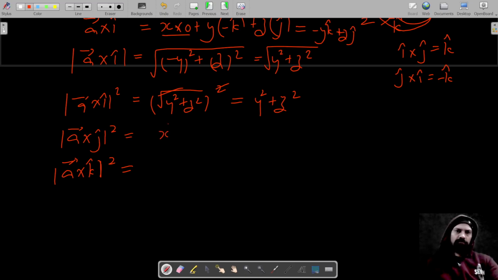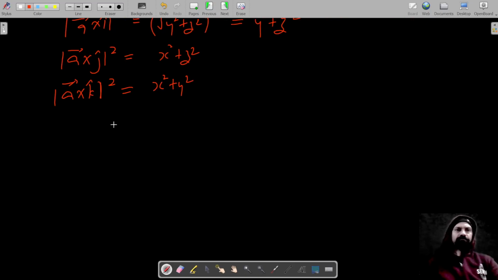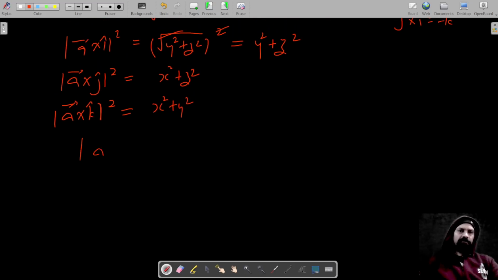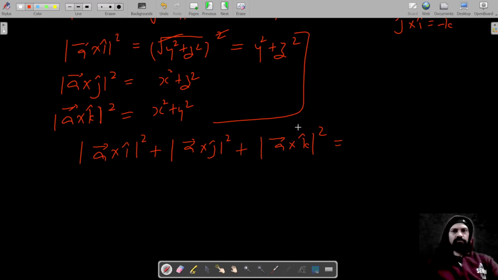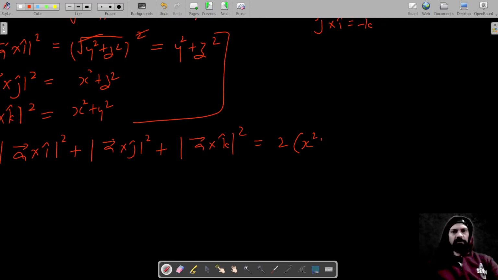So this is equal to x square plus z square, and the third one should be equal to x square plus y square. Now let's add all of these. So this is the magnitude square of A vector cross i cap, the magnitude square of A vector cross j cap, and the magnitude square of A vector cross k cap. We have to add them, which gives 2 times x square plus 2 times y square plus 2 times z square.